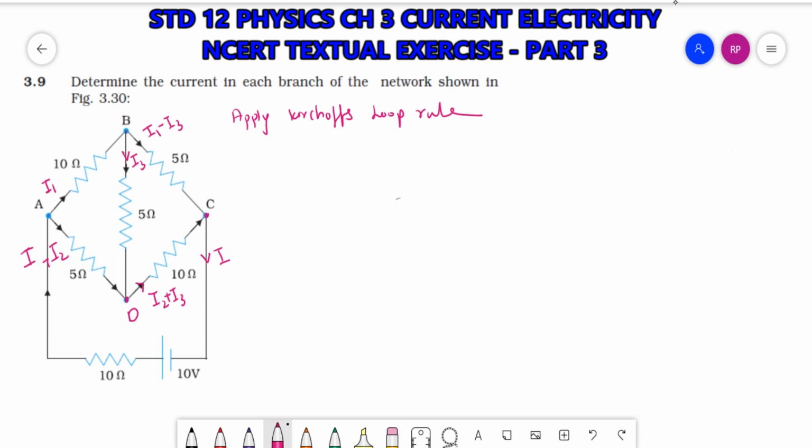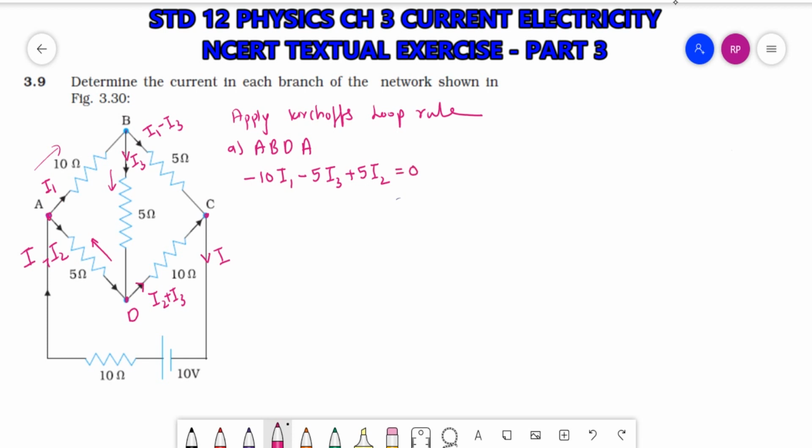Kirchhoff's loop rule, first to the loop ABDA. From A to B, my journey and current are in the same direction, so minus IR, so minus 10 I1. From B to D, again in the same direction, so minus IR, resistance is 5 and current is I3, so minus 5 I3. From D to A, my journey and the direction of current are opposite, so plus IR, so plus 5 I2. Reaching back to point A, this will be equal to 0.